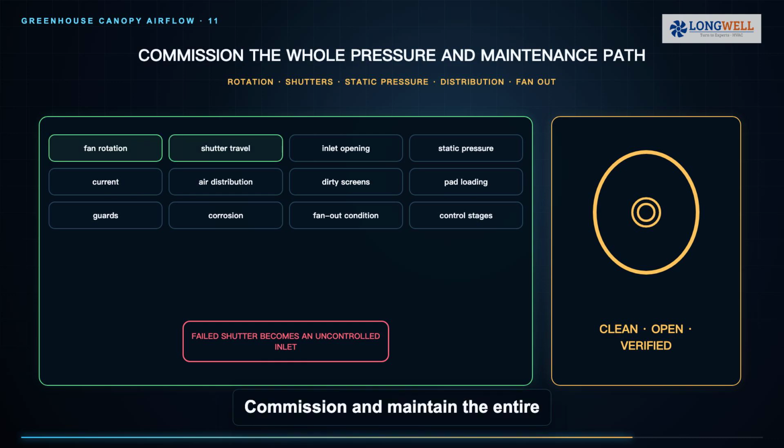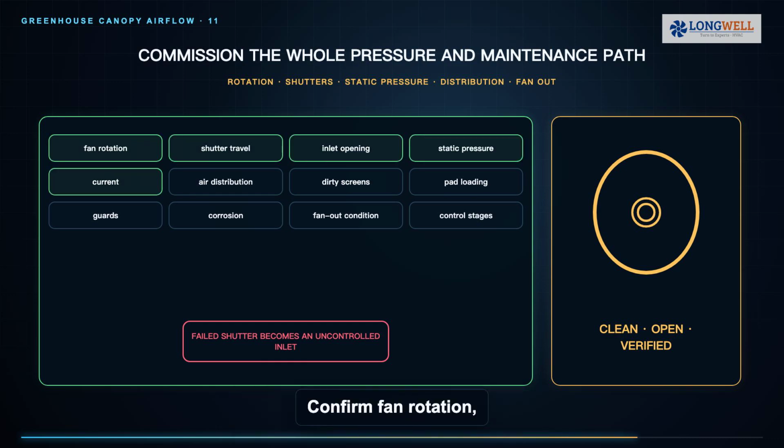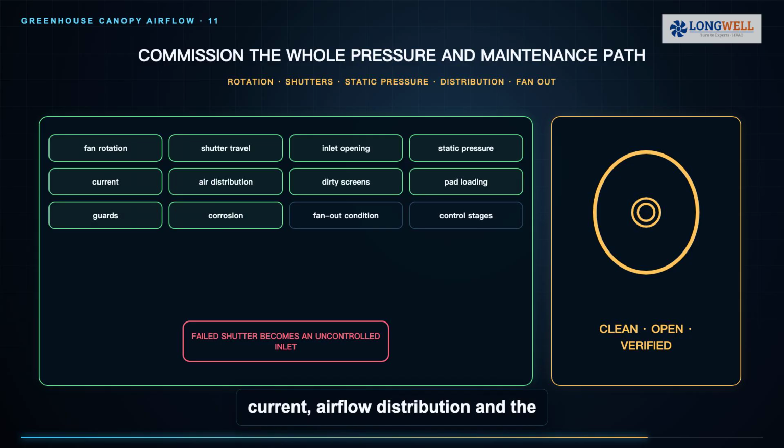Commission and maintain the entire system. Confirm fan rotation, shutter travel, inlet opening, measured static pressure, current, airflow distribution and the response of every control stage. Recheck dirty screens, pad loading, loose belts where applicable, blocked guards, corrosion and a fan-out condition. A failed shutter can become an uncontrolled inlet and disturb the whole pressure pattern even when other fans still run.